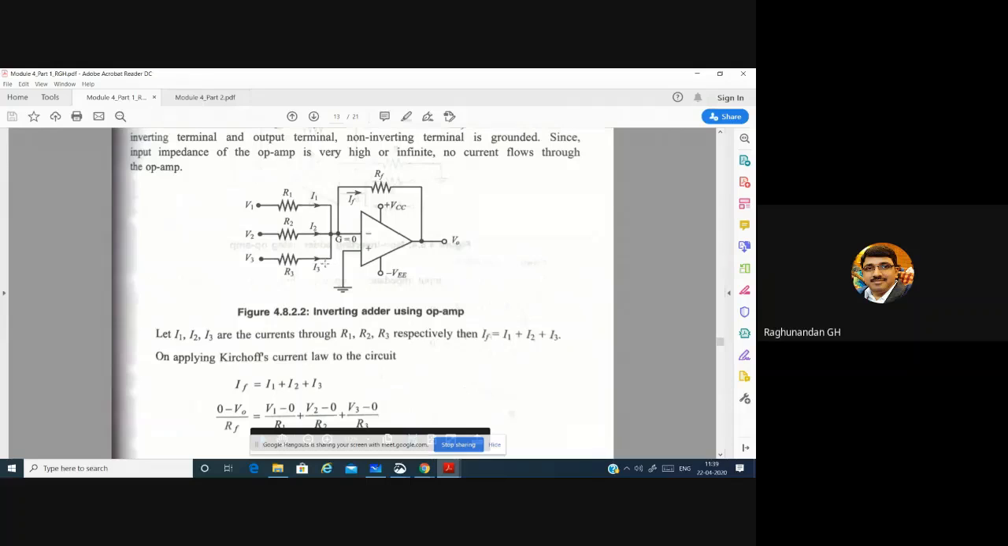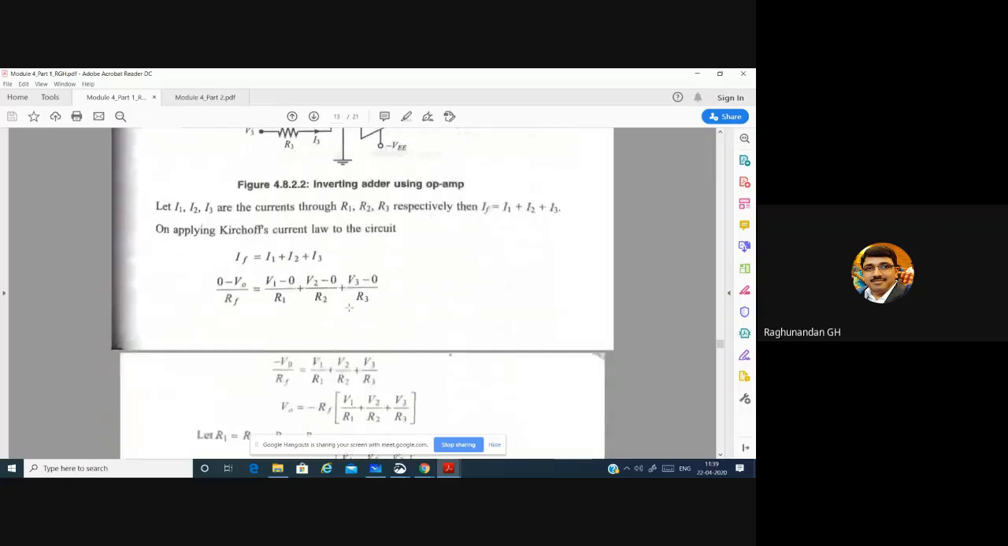We assume no current through this point because it is offering very high input impedance. That's why we assume less current will flow. We just neglect it. After that, we just take IF. IF is the current which is flowing from this node to this node. This is 0 because according to the virtual ground concept, the non-inverting terminal is grounded. So the voltage at this point will also be 0. 0 minus V0 by Rf. And I1 is this current, V1 minus 0 by R1, V2 minus 0 by R2, V3 minus 0 by R3. So we rearrange this.